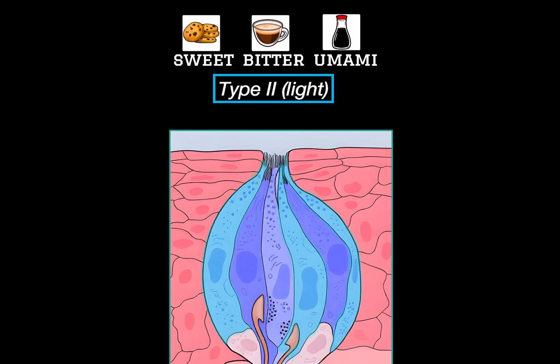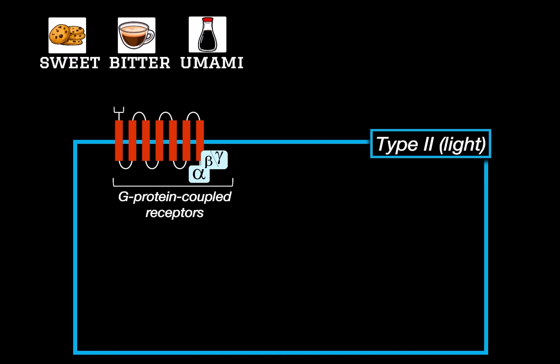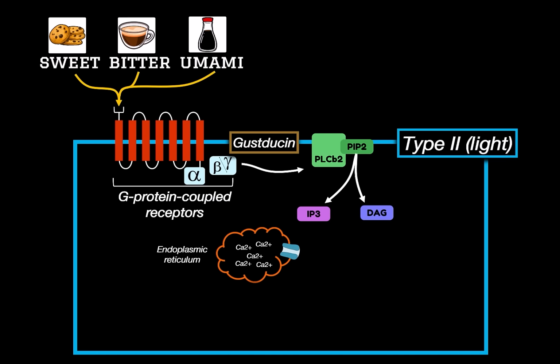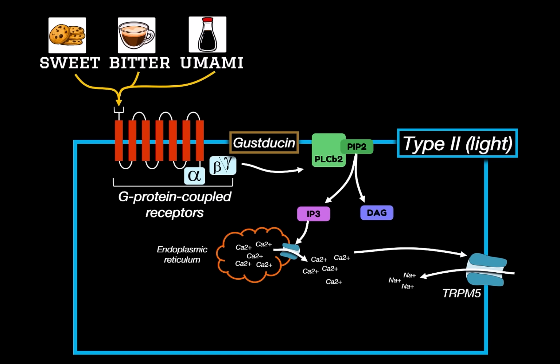Sweet, bitter, and umami are all detected by G protein-coupled receptors located on the type II cells. When any sweet, bitter, or umami substance binds to its receptors on the type II cell, it activates a G protein called gustducin. This triggers the enzyme phospholipase C beta 2 to split a membrane lipid, PIP2, into DAG and IP3. IP3 then opens calcium channels on the endoplasmic reticulum, releasing calcium into the cell. That calcium activates a channel called TRPM5, causing influx of sodium, and all that eventually leads the cell to depolarize.